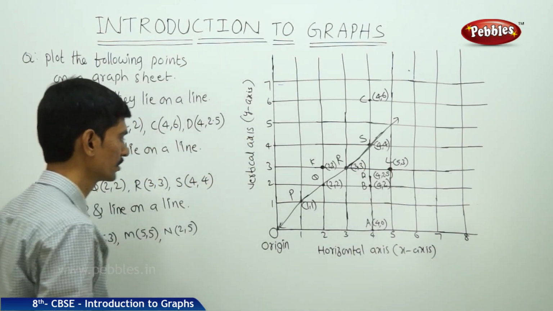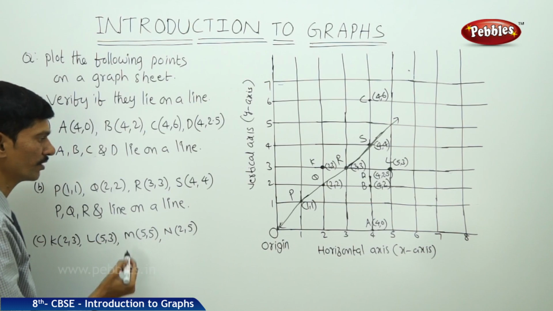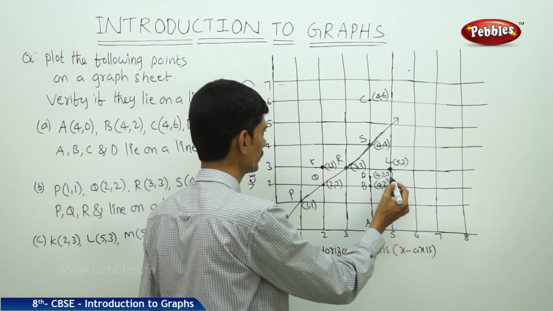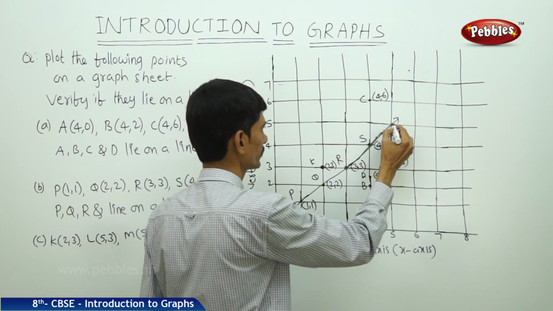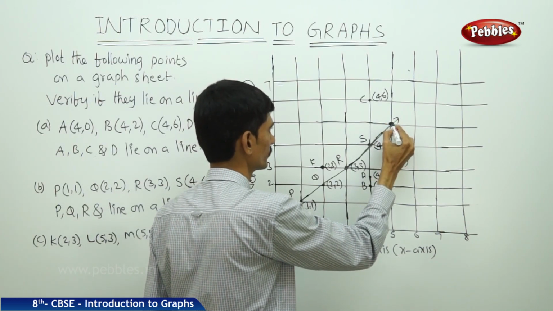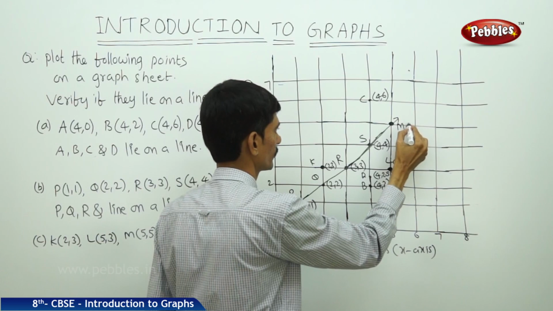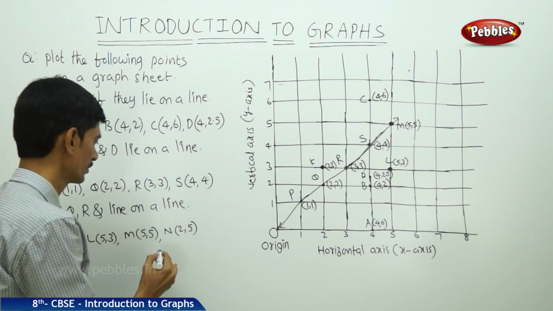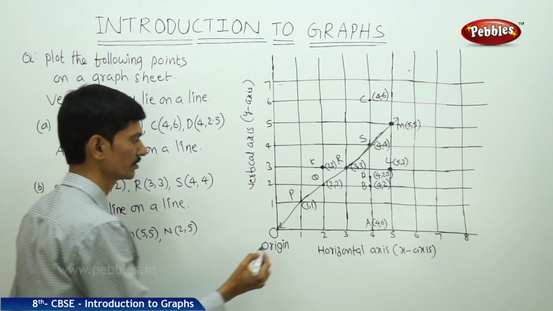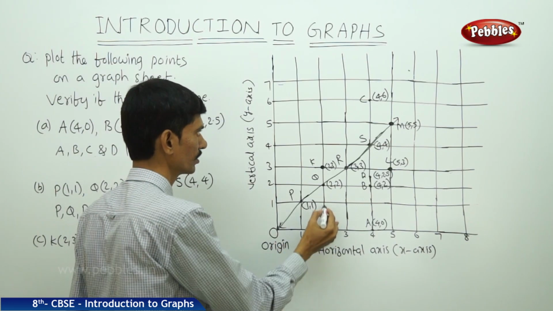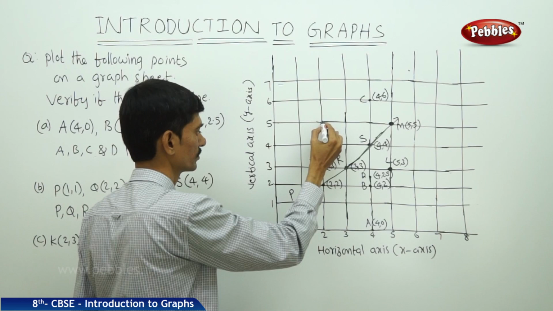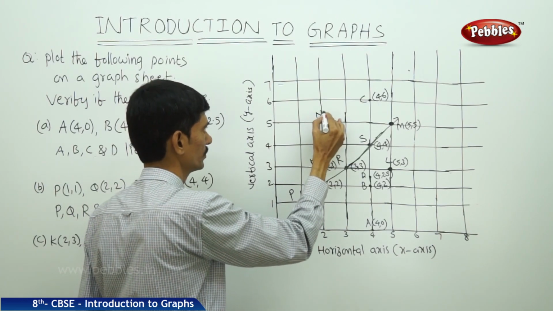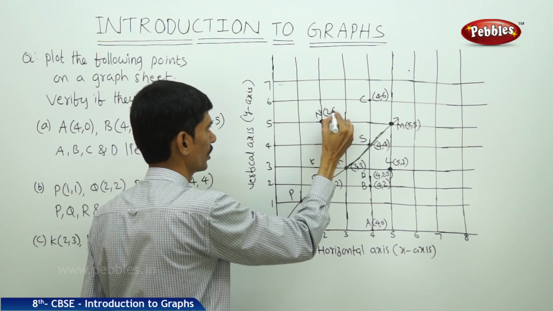The next M is (5, 5). Here the M point is 5, on the x-axis 5, and on the y-axis also 5. So this is the point M. And next, N (2, 5), on the x-axis 2, on the y-axis 5. So this is the point N (2, 5).